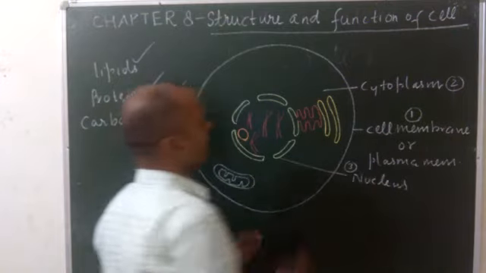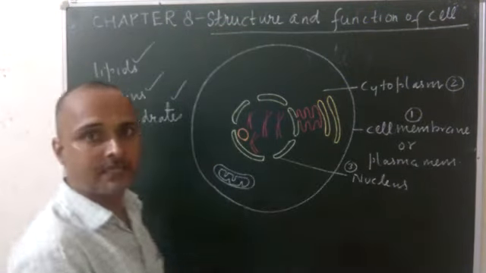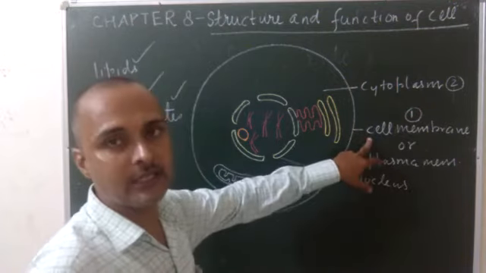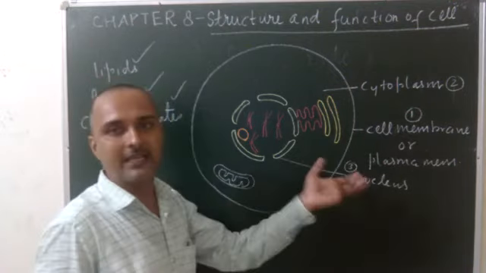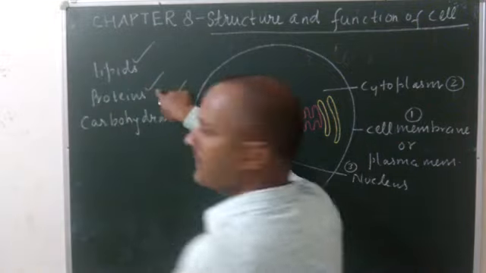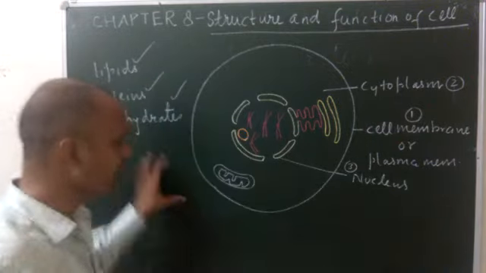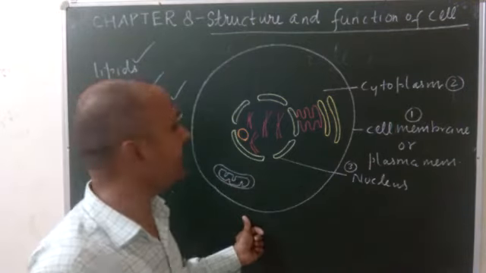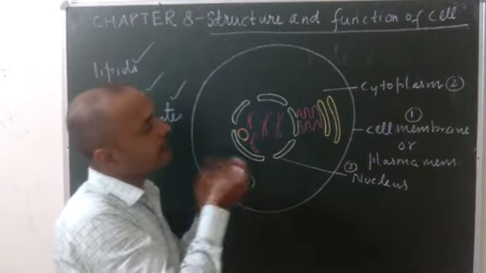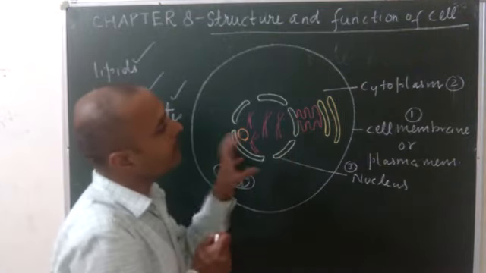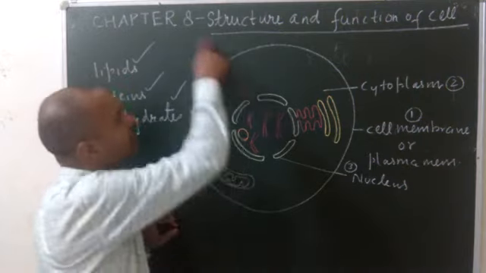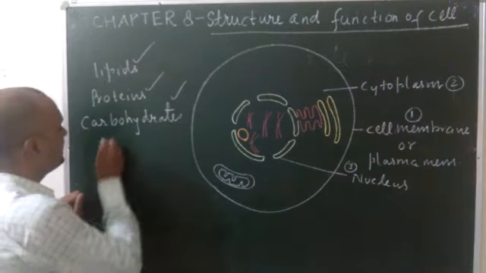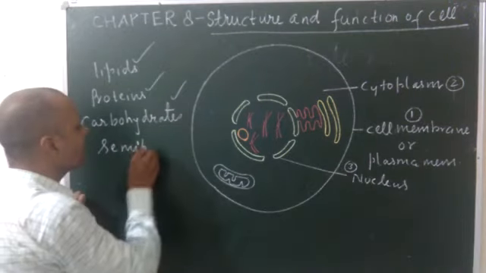So how many parts of a basic cell? There are four parts. First part is known as the cell membrane. It forms the outer boundary of the cell. It is made up of three components: lipids, proteins, and carbohydrates. This cell membrane provides shape to the cell and also helps in protection. It also helps the cell make contact with the outside medium. This cell membrane is semi-permeable in nature.